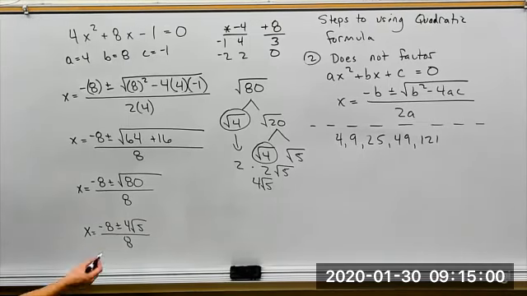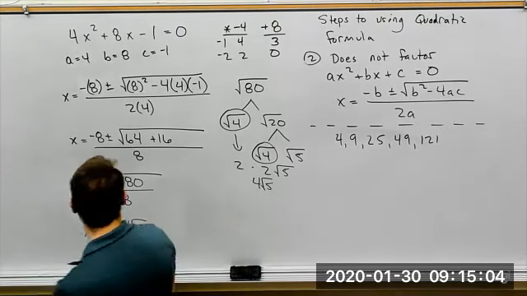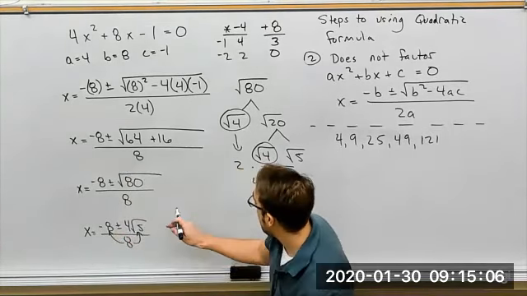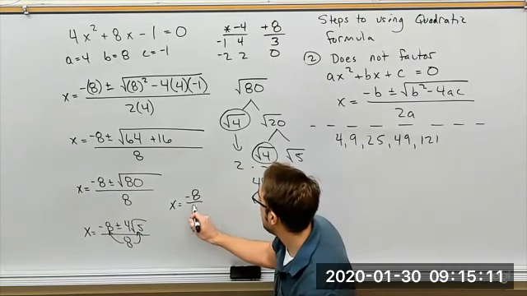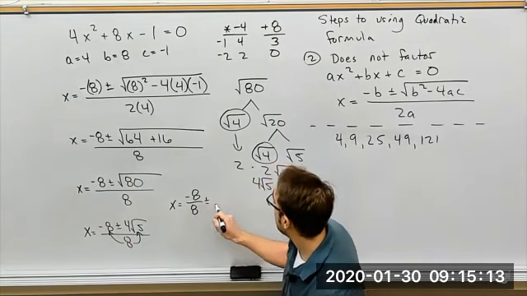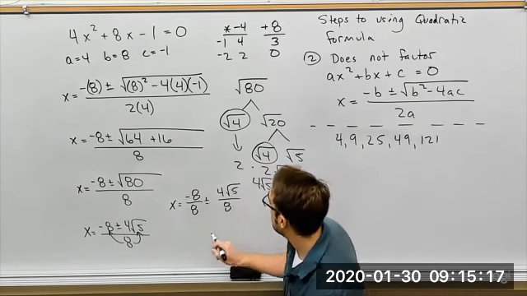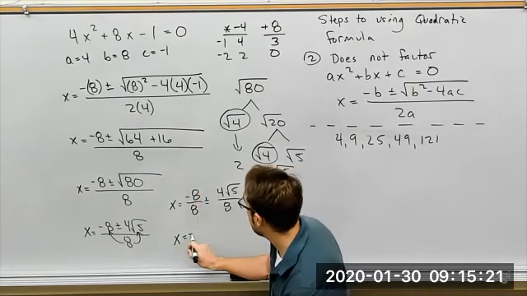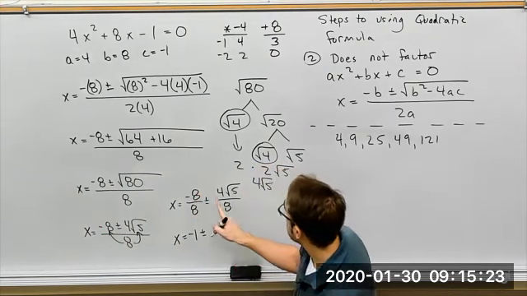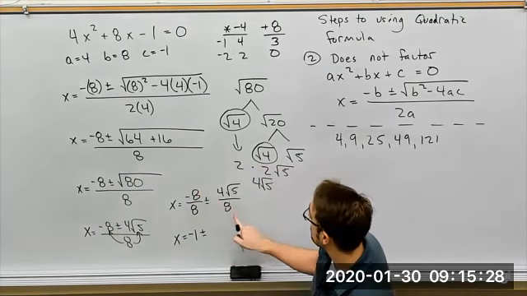And then we got to distribute the division. Distribute your division. So you're going to end up with x equals negative 8 divided by 8 plus or minus 4 square roots of 5 divided by 8. Well, negative 8 divided by 8 is negative 1 plus or minus 4 square root 5 divided by 8. This can be reduced.